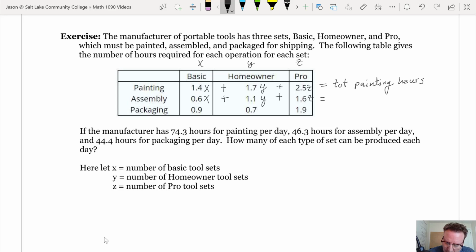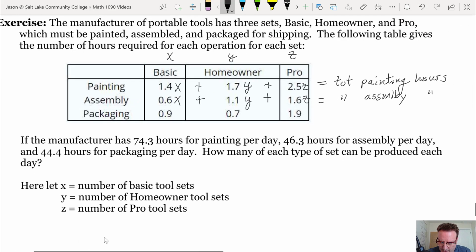Okay. The second one is going to be the total assembly hours, I'll just shorten that. Can't write that small. And then if I do the same thing with this row, multiply 0.9 times x and add 0.7 times y, and then add 1.9 times z, I'm going to get the total number of packaging hours. I'll just use double tick marks there.